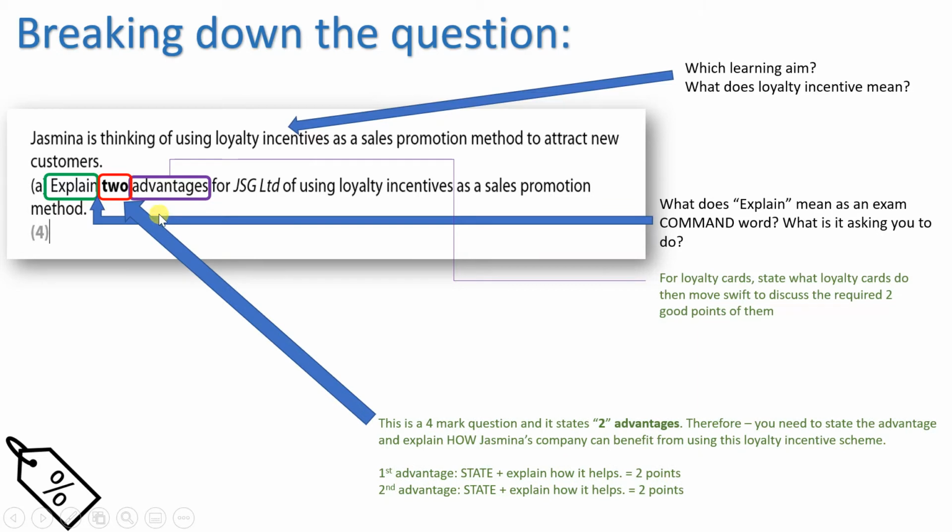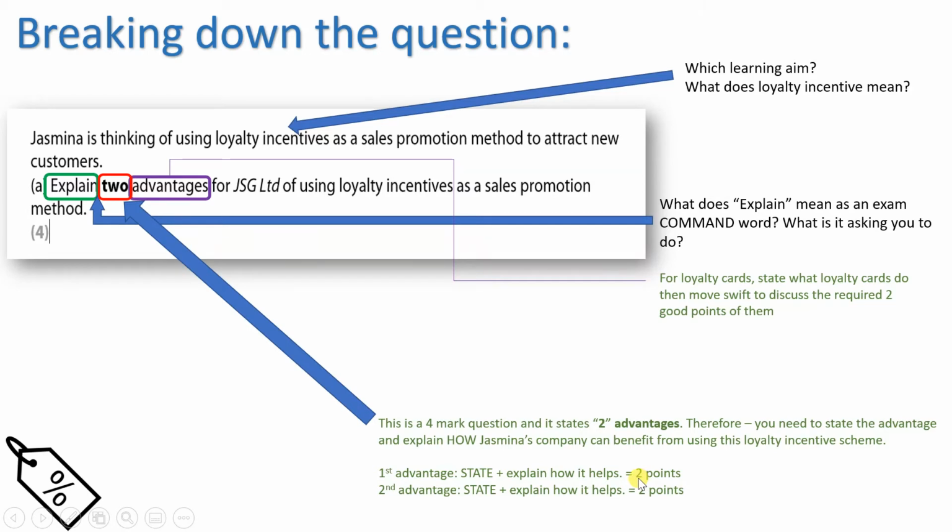Now we're on the final comment, the 2. This is a 4-mark question and it states 2 advantages. Therefore, you need to state the advantage and explain how Jasmina's company benefits using the loyalty incentive scheme. So yes, you are looking for a statement in terms of the command word, state what the advantage is, but we've also got to go into an extended sentence and use the explanation to help get the extended sentence. So that good old favourite connective, it's because.